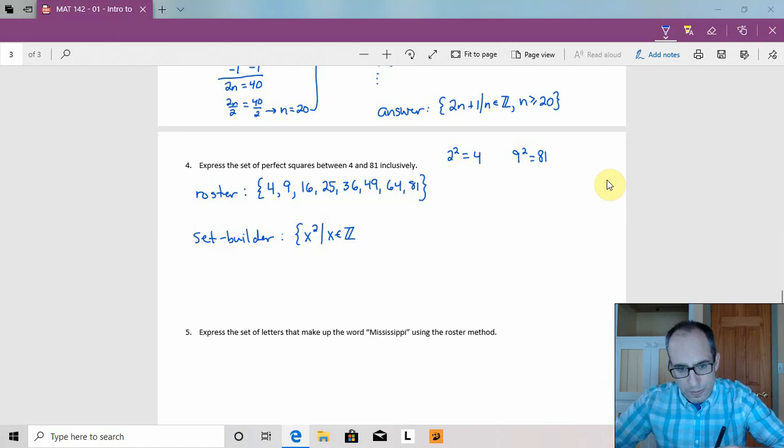In order to get this set up here, x would have to be between 2 and 9 inclusively. Since 2 squared will give you the 4, and 9 squared will give you the 81. So you end up with something that looks like this.